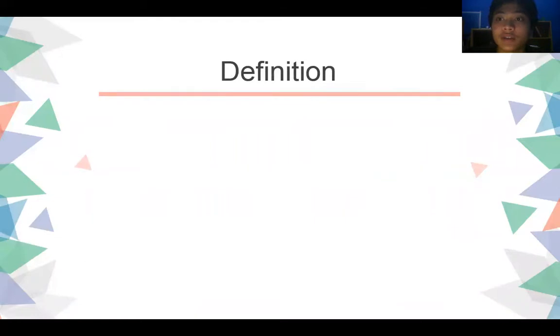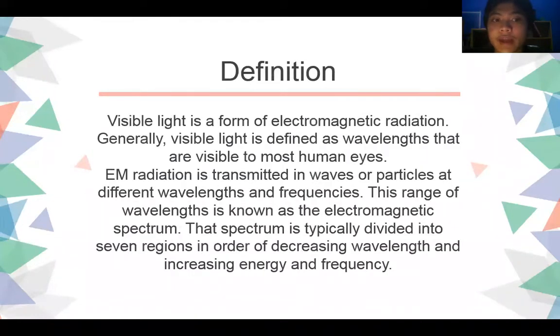The first is definition. Visible light is a form of electromagnetic radiation. Generally, visible light is defined as wavelengths that are visible to most human eyes. EM radiation is transmitted in waves or particles at different wavelengths and frequencies. This range of wavelengths is known as the electromagnetic spectrum. That spectrum is typically divided into 7 regions in order of decreasing wavelength and increasing energy and frequency.